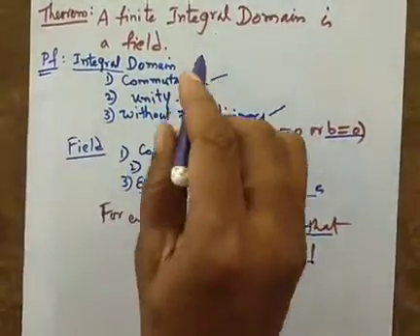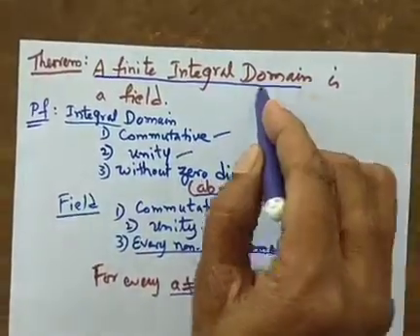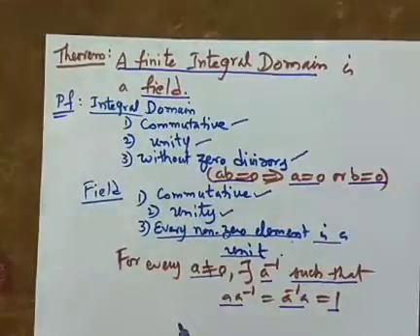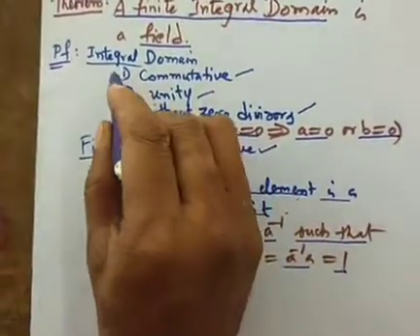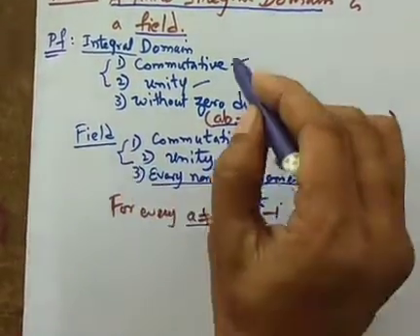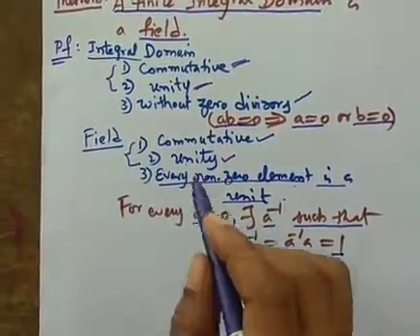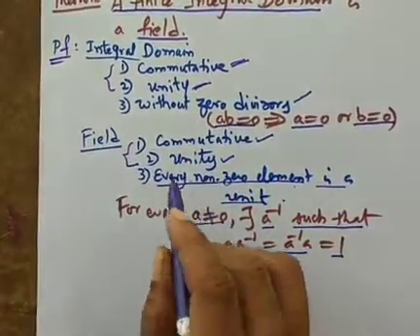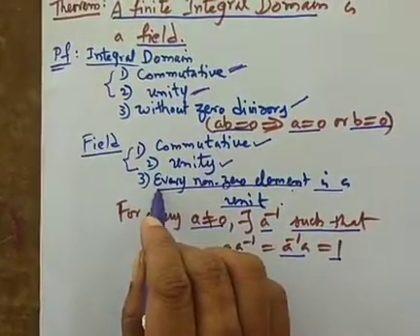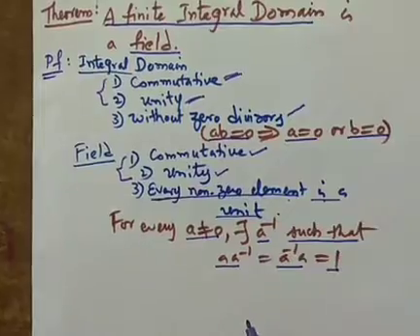So in this theorem we take a finite integral domain and we have to prove that it is a field. Two properties are common to an integral domain and a field: one is commutativity and the second is unity. Then to prove an integral domain is a field, we have to prove the third property, that every non-zero element is a unit.